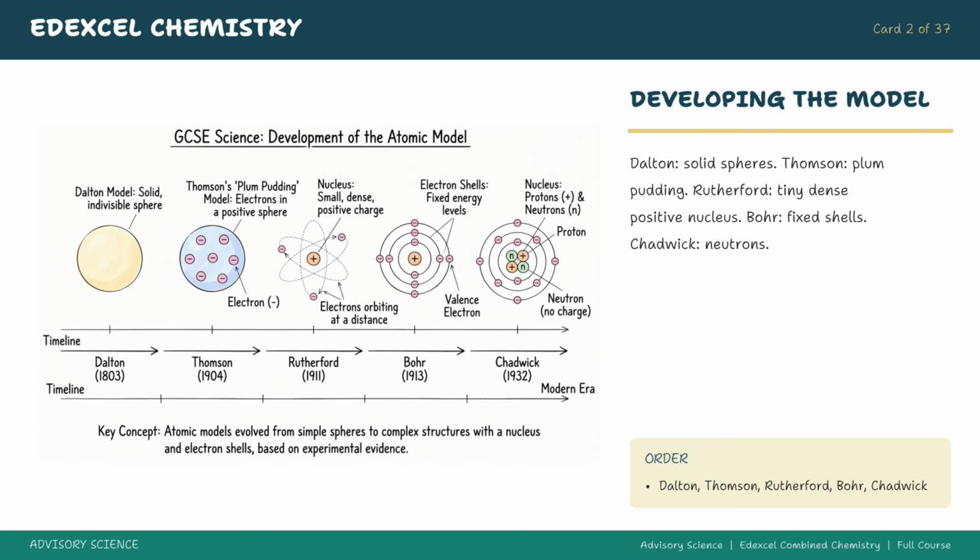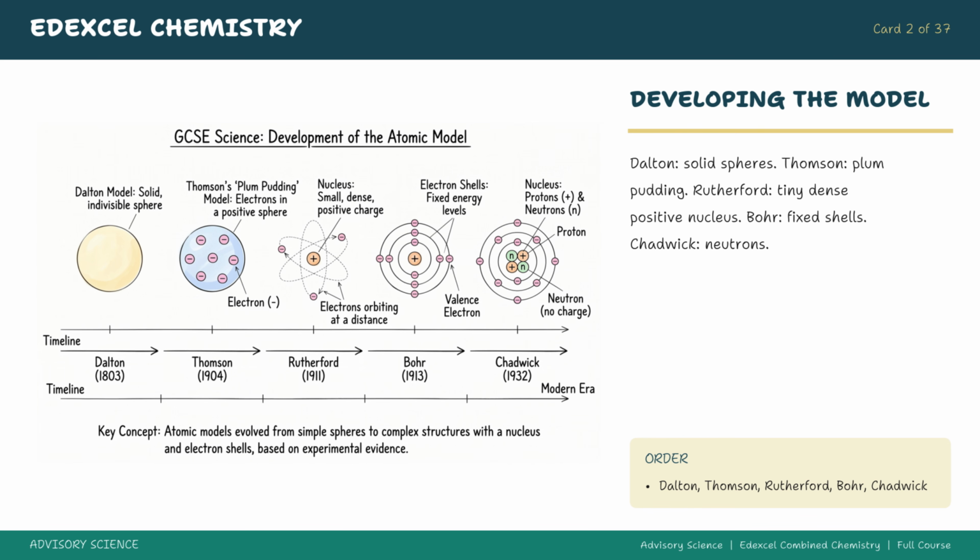Developing the atomic model. The atomic model has changed as new evidence has come in over the years. Dalton started with solid spheres. Thomson in 1897 gave us the plum pudding model with electrons embedded in a positive ball. Rutherford's gold foil experiment showed something different, a tiny dense positive nucleus with mostly empty space around it. Bohr then placed electrons in fixed shells, and finally in 1932 Chadwick added the neutron.